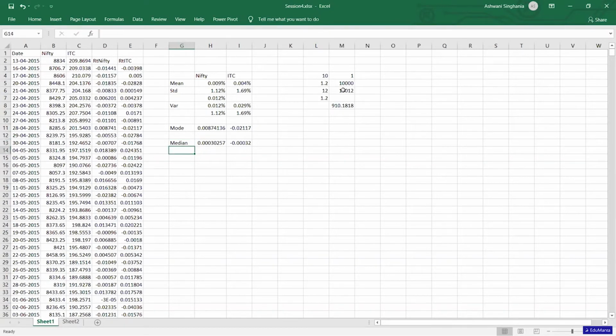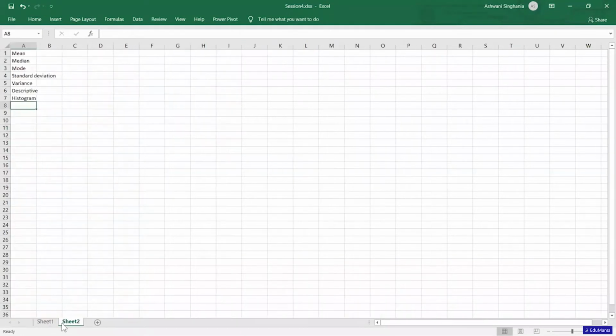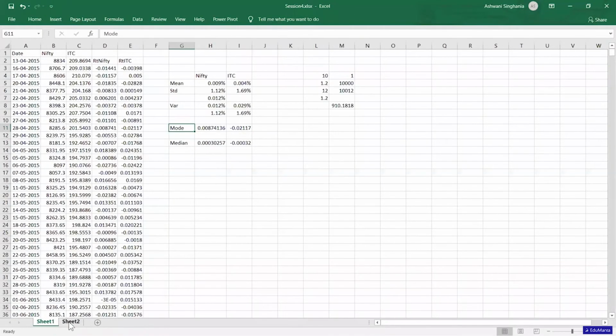Okay, so now let's move ahead. Is there any confusion till here? You can ask me by unmuting your audio. Yeah, okay, then let's proceed.